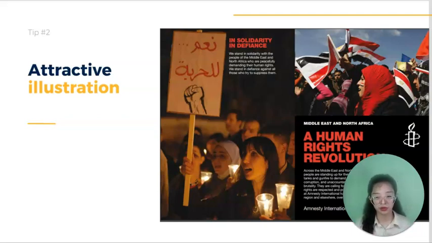So see this photo of a crowd with flags raised up in the sky. So just by looking at the facial expressions of the women here, we can see their anger, their passion about their fight. And of course, we can also assume that they're holding a rally. Now, just a brief background. So this is Amnesty International's leaflet about the human rights situation in the Middle East and North Africa.